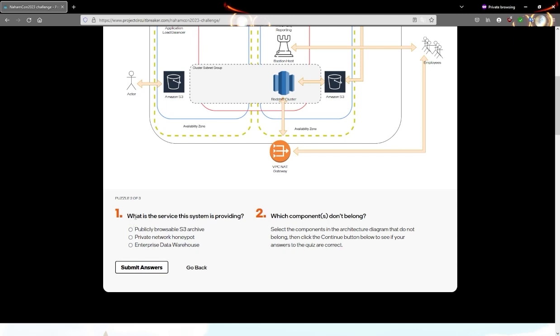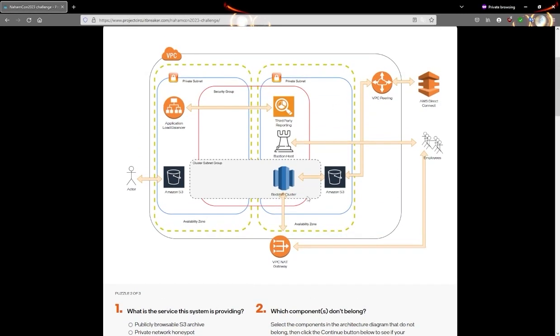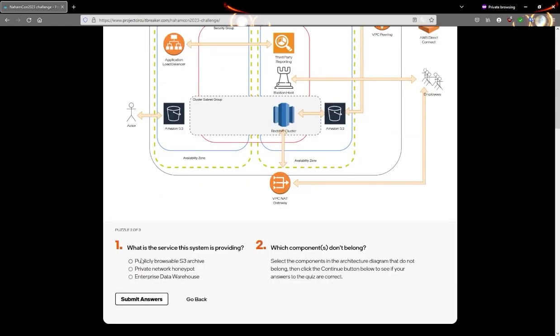So what is the service this system is providing? It couldn't be a publicly browsable S3 archive because there are so many security groups and VPCs here, and the publicly browsable one. There is a debate on that as well, whether S3 buckets should be publicly readable by everyone. And as for a private network honeypot, this could be a honeypot either. So it could be an enterprise data warehouse.